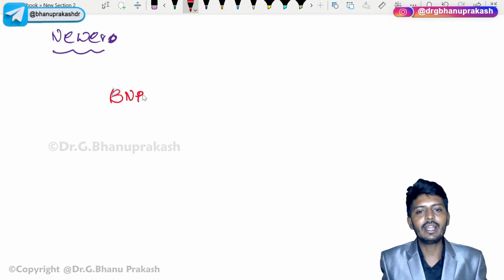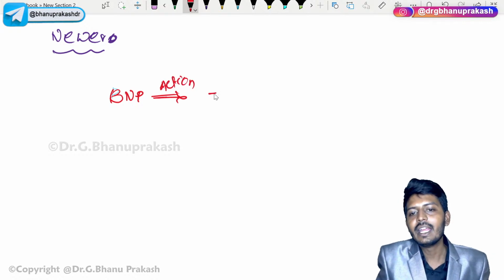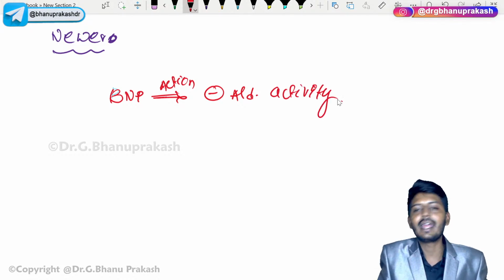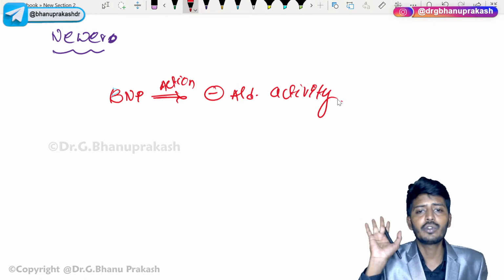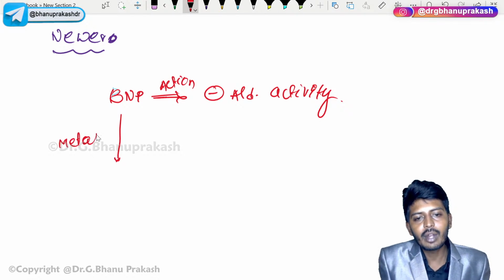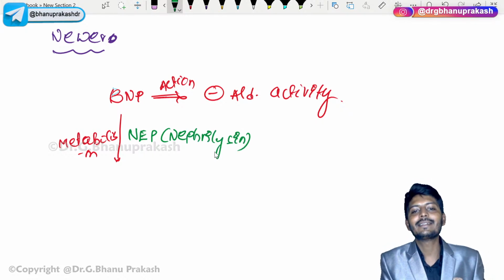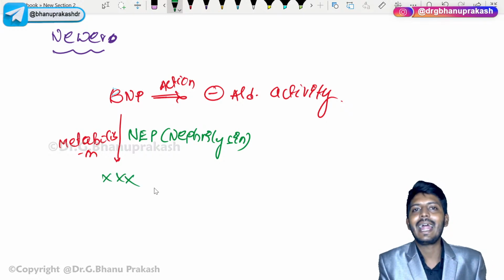The action of brain natriuretic peptide is very simple. It will inhibit the aldosterone activity. If aldosterone activity is inhibited, then what is going to happen? It will cause a loss of your sodium. But this brain natriuretic peptide undergoes metabolism, means it will undergo breakdown, with the help of one enzyme called NEP, that is neprilysin. So neprilysin is the enzyme which will break down the brain natriuretic peptide.